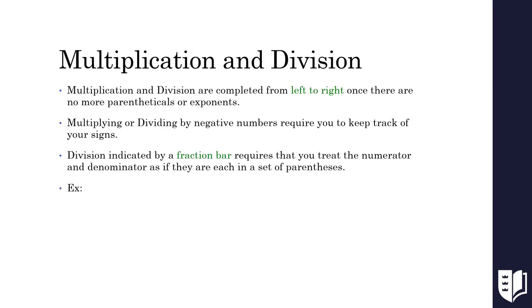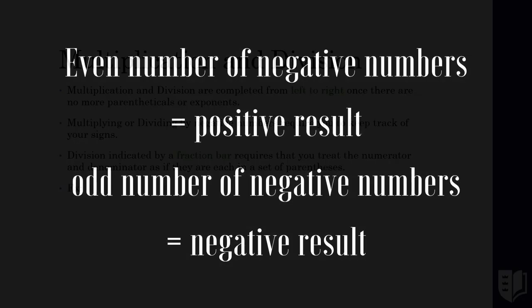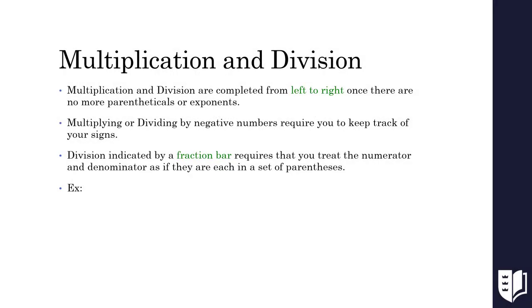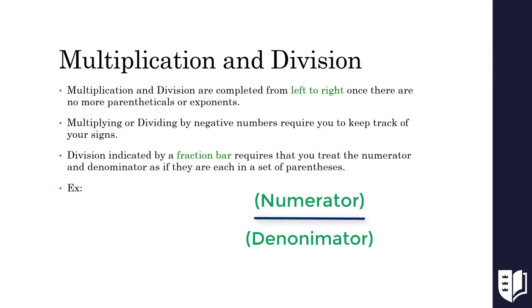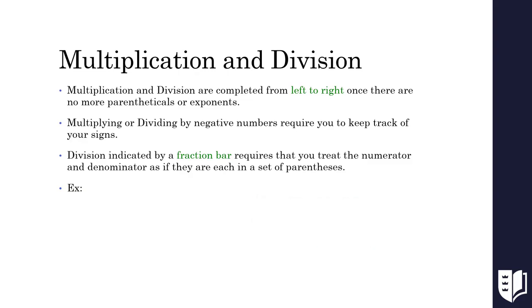Our third step is to multiply and divide from left to right, once we have dealt with all of our parentheses and exponents. When multiplying and dividing, it is important to remember how to deal with negative numbers. Multiplying or dividing an even number of negative numbers will produce a positive result, while operating on an odd number of negative numbers will produce a negative result. If division is indicated by a fraction bar, we need to treat the numerator and denominator as if they are each in a set of parentheses. Sometimes we will not be able to divide our numerator by our denominator, and we will need to leave our fraction the way it is.